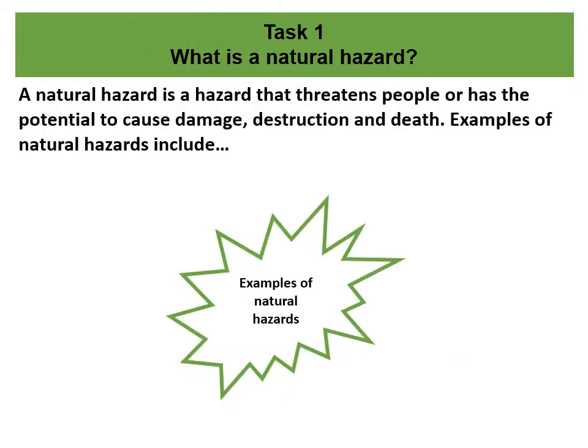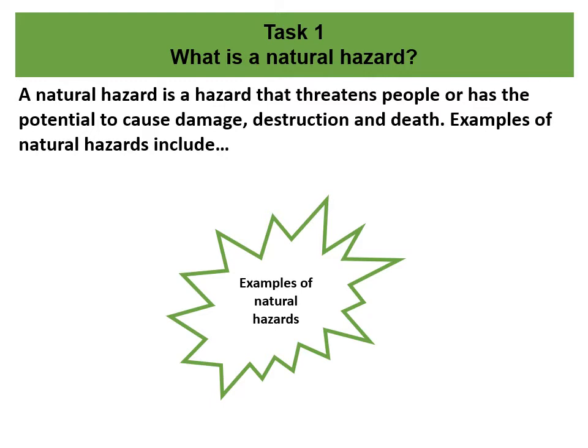So task 1 then, what is a natural hazard? Well, a natural hazard is a hazard that threatens people or has a potential to cause damage, destruction and death. So the damage could be the impact it has on the economy, on job losses, on how much it costs to rebuild the economy. It might be the destruction that it has on buildings, on hospitals, on infrastructure, on ecosystems. It might be that the death toll is significantly high because of the damage that it had on infrastructure.